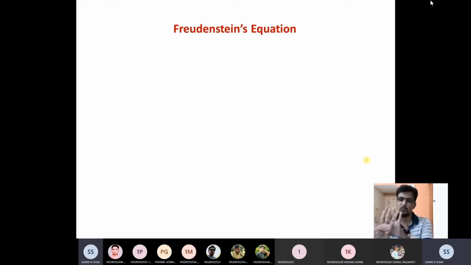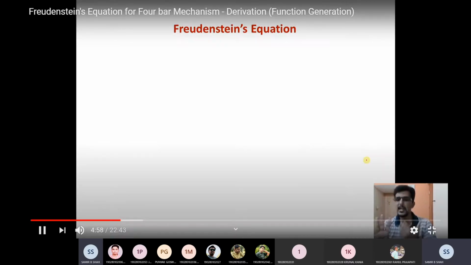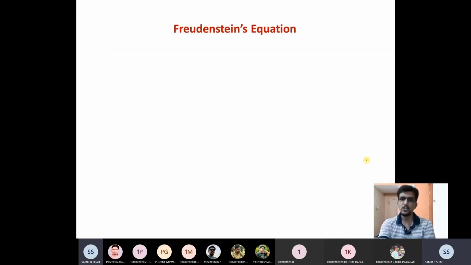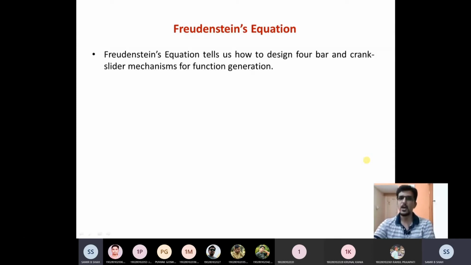A 4-bar mechanism has 4 links, so the Freudenstein equation should guide me to find the dimensions of all these 4 links. As simple as that. So what is the Freudenstein equation? It tells me how to design a 4-bar mechanism or a slider crank mechanism. It is applicable to function generation.